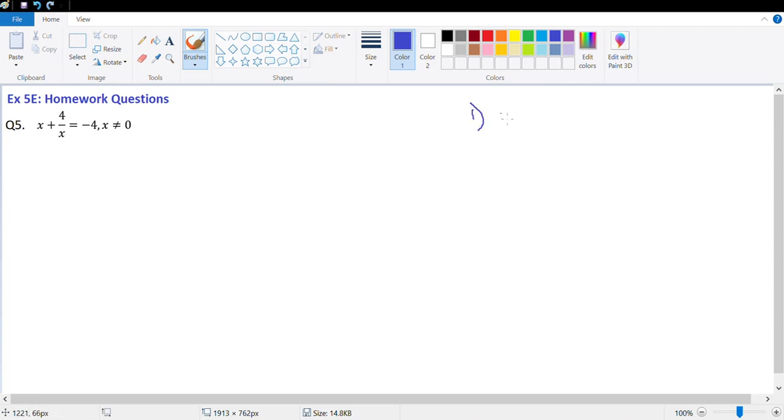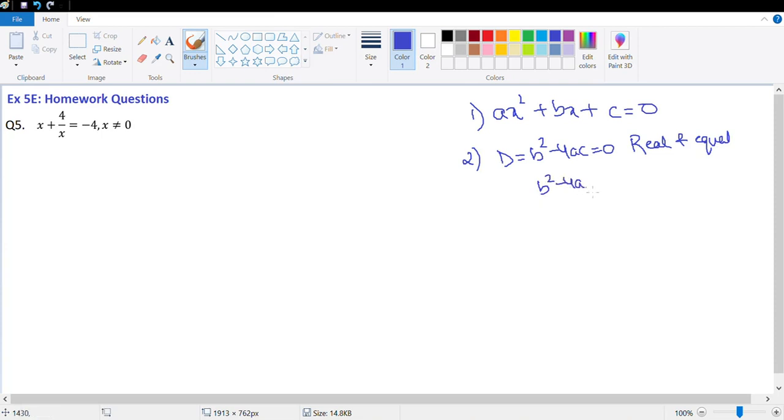So first thing we did was the standard form of a quadratic equation, which is ax squared plus bx plus c is equal to 0. Next, we talked about the roots of the equation. If b squared minus 4ac is equal to 0, then the roots are real and equal. If b squared minus 4ac is more than 0, then roots are real and unequal. If b squared minus 4ac is less than 0, then the roots are imaginary.